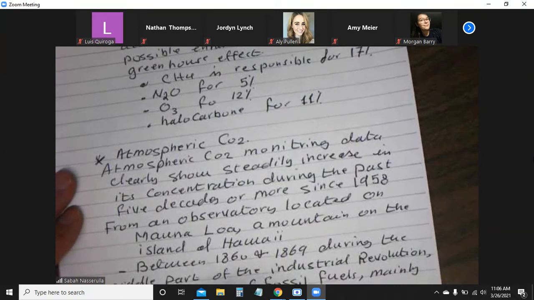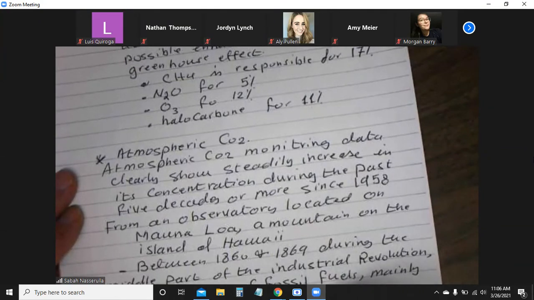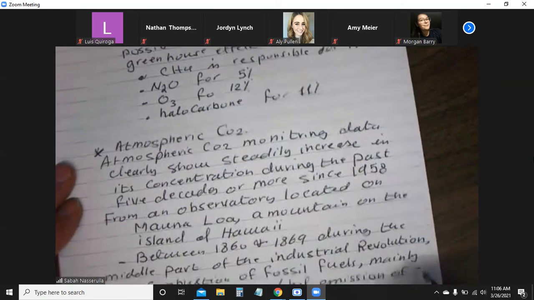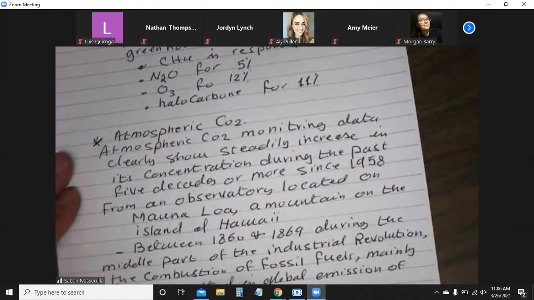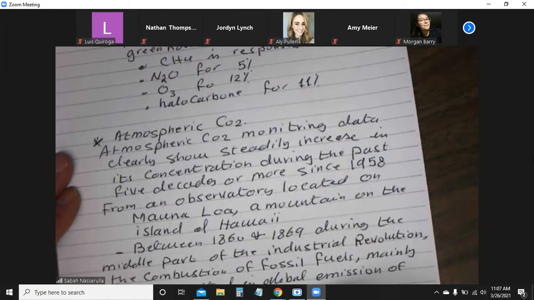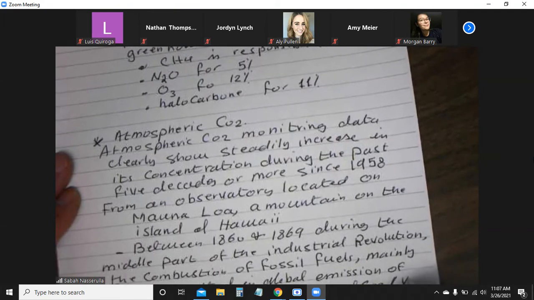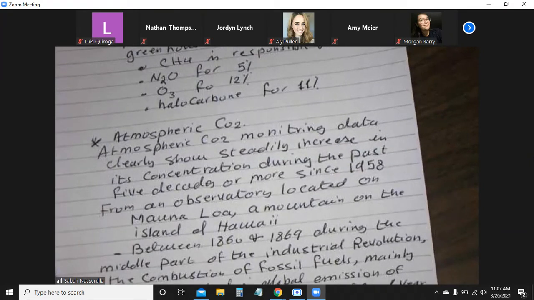Basically this resulted in a global emission of about 422 million tons of CO2 per year. That's according to some references.